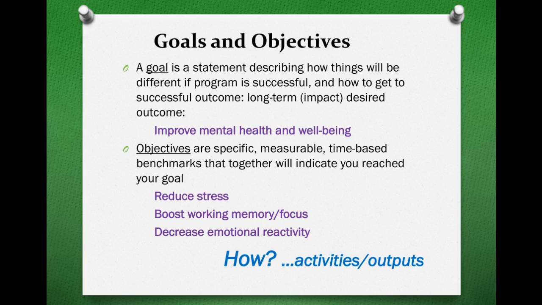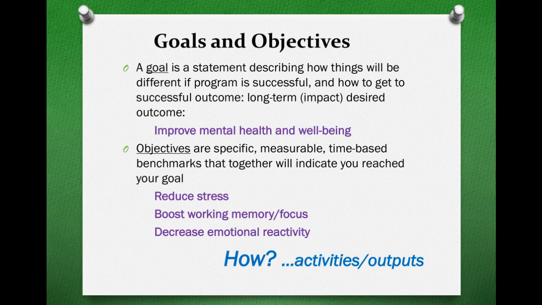I want to just take a minute to talk about goals and objectives as well. A goal is a statement that describes how things will be different if the program is successful. Goals are long-term. Goals are also thought about in program planning as impact statements. So if the goal is to improve mental health and well-being, objectives are specific, measurable, time-based benchmarks that will indicate that you are working towards your goal. So if the overall goal is to improve mental health and well-being, one objective is to reduce stress.